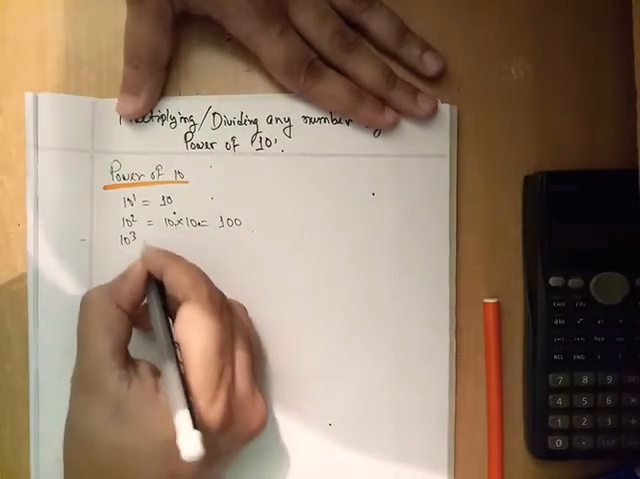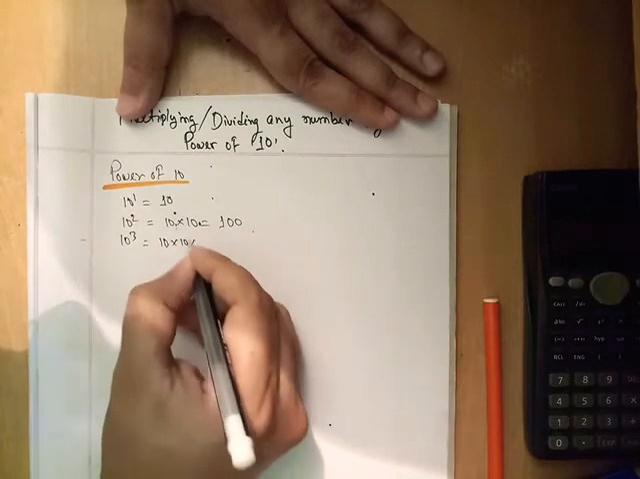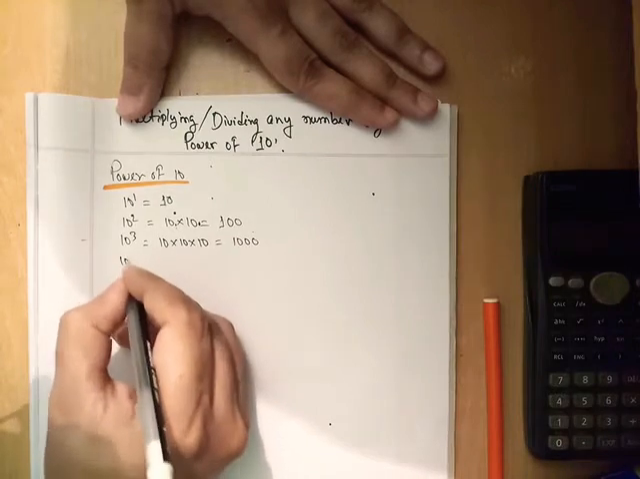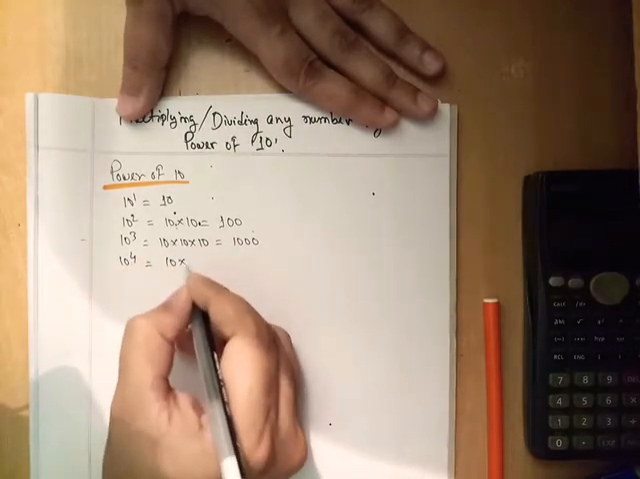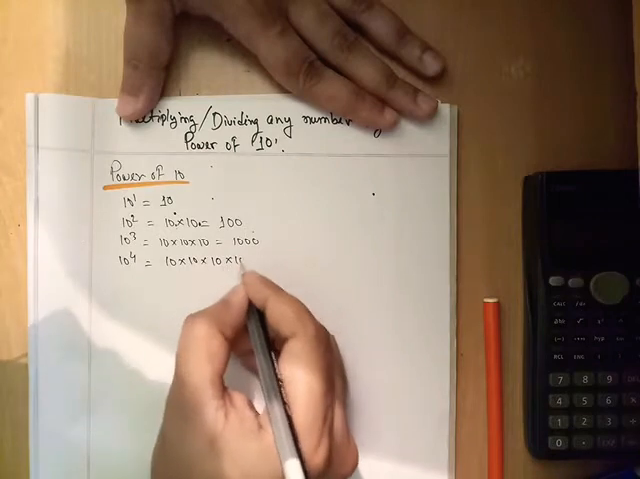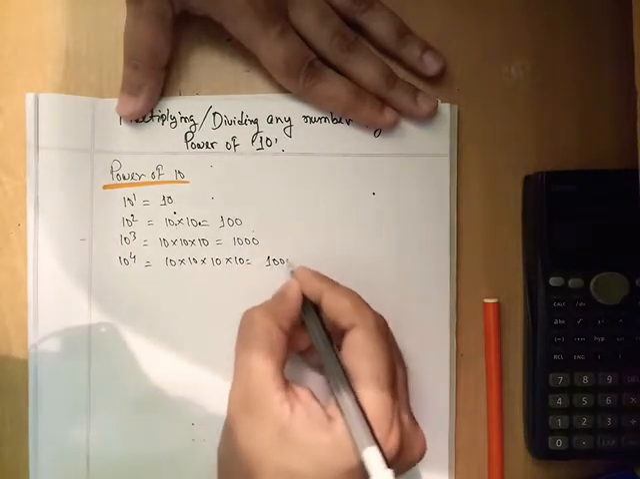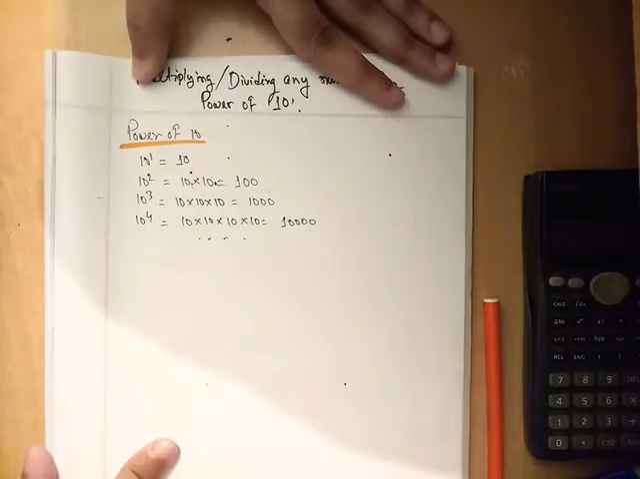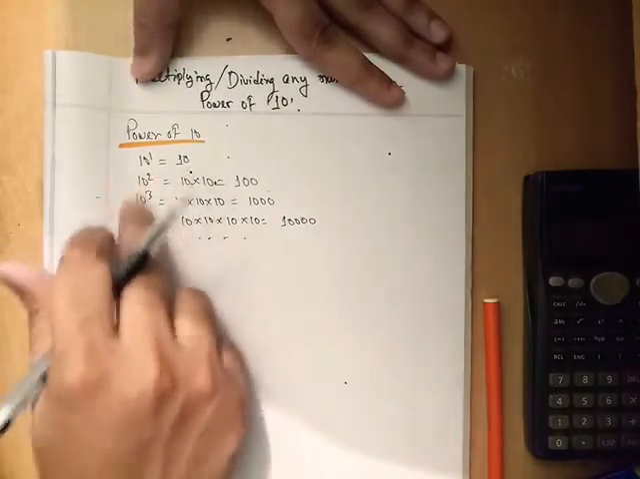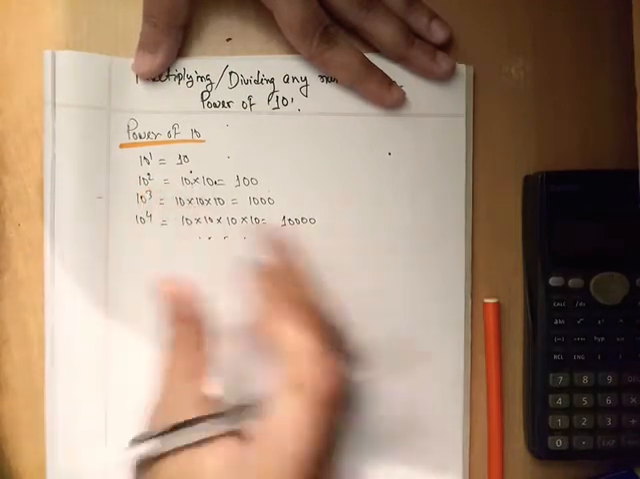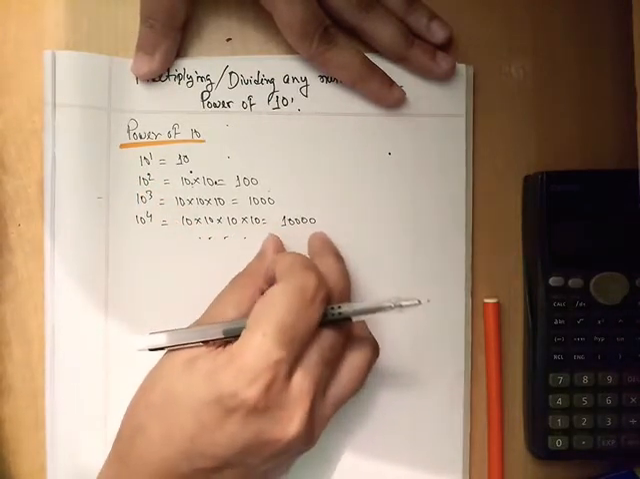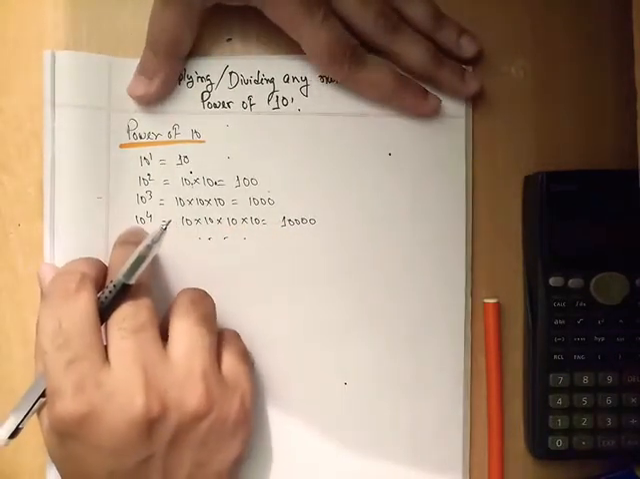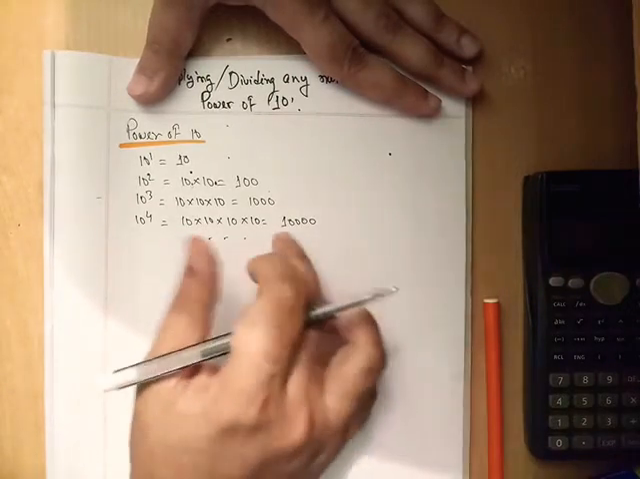If I write 10 cube, it is 10 into 10 into 10, that means 10 multiplied thrice, and it gives me 1000. If I write 10 to the power 4, so I'm multiplying 10 4 times, and it gives me 10,000. So this goes on like this, right? So these are called the powers of 10, right? So this is the expanded form, and after this is the basic numeral. Basic numeral means whenever I'm expanding a power and writing it in simple form, that is called the basic numeral.